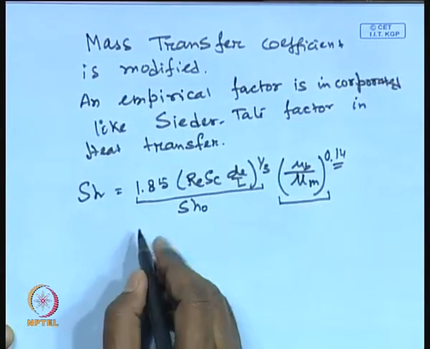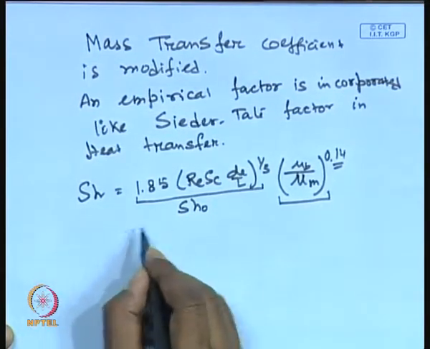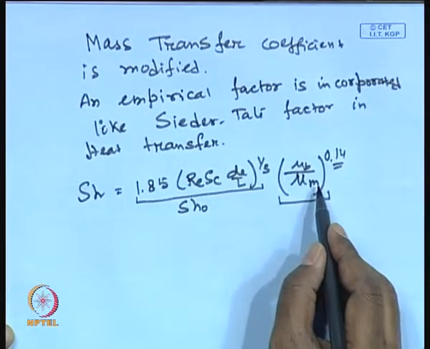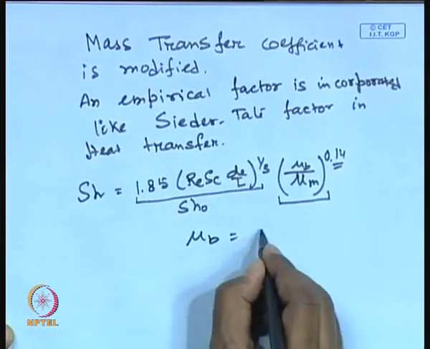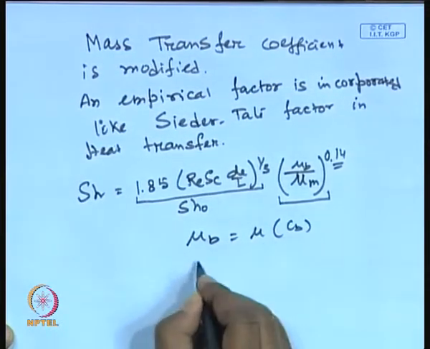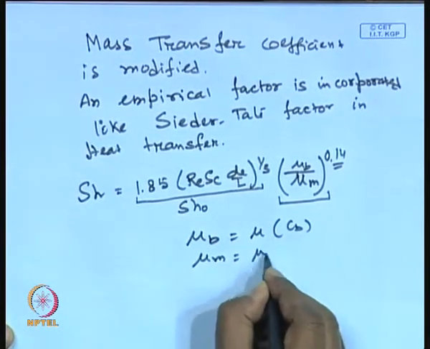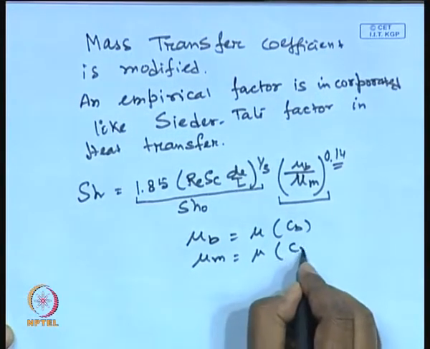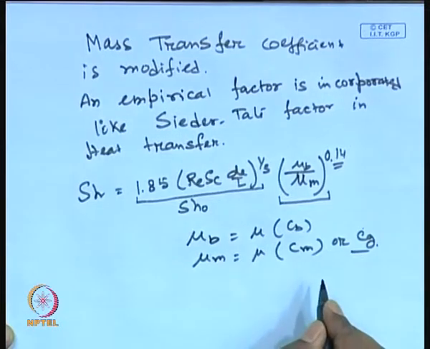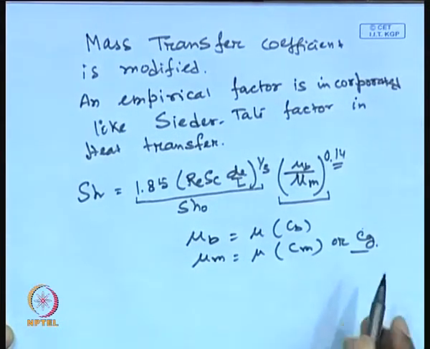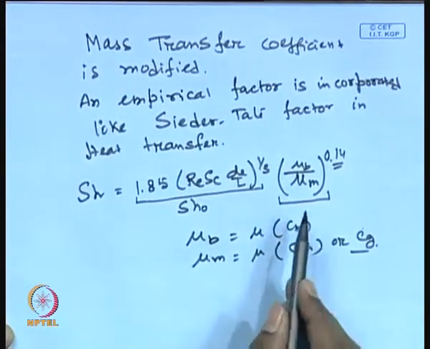Similarly, if it is a gel layer controlled filtration, this mu m will be replaced by mu at Cg. Mu b is nothing but the viscosity at bulk concentration, and mu m is nothing but the viscosity at the wall concentration, or Cm or Cg, depending on the controlling regime you are talking about.